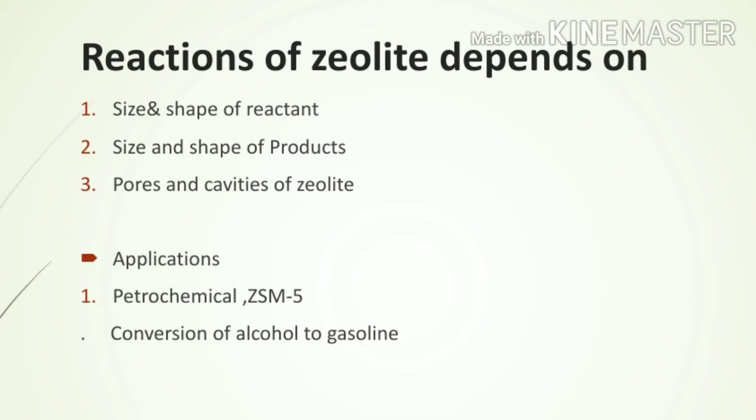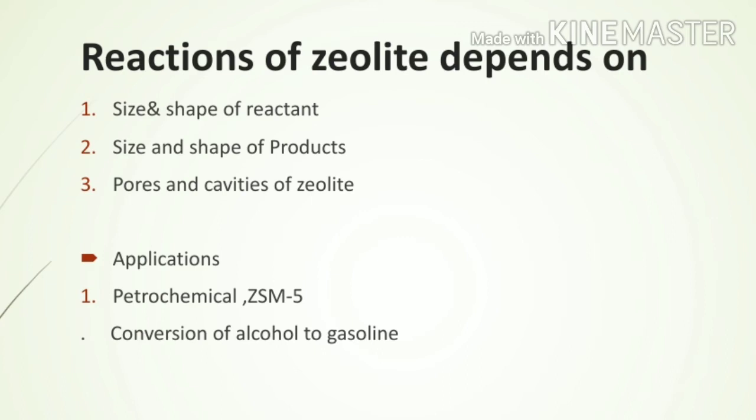One of the applications of zeolite is that it is mainly used in the petrochemical industry as a catalyst. An example of zeolite is ZSM5. What is its use? ZSM5 is used for the conversion of alcohol to gasoline.